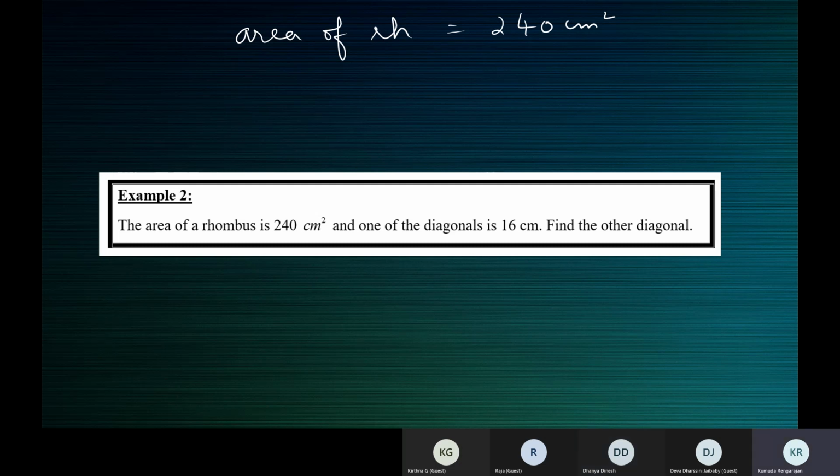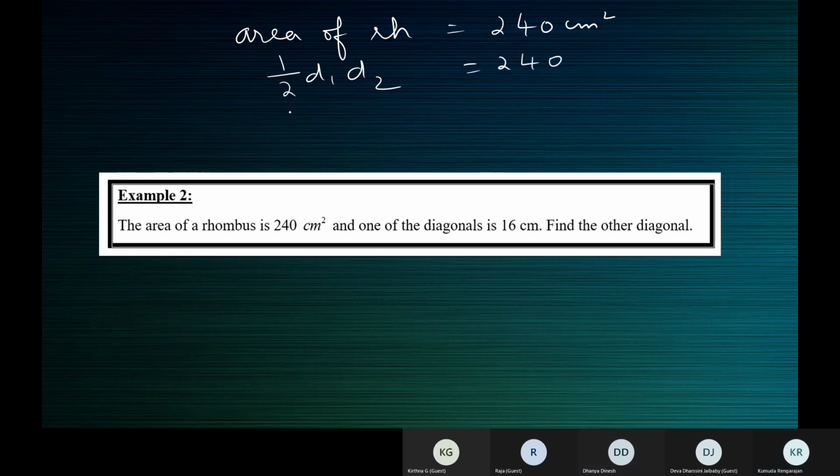Or what's the other one? What's the other formula to find the area of a rhombus? Base into height. But here, that formula is not relevant, because the information is given about one diagonal, and we need to find the length of the other diagonal. So as one of you mentioned, we need to use the formula half d1 d2. Area of the rhombus is 240, so half d1 d2 is equal to 240, correct?